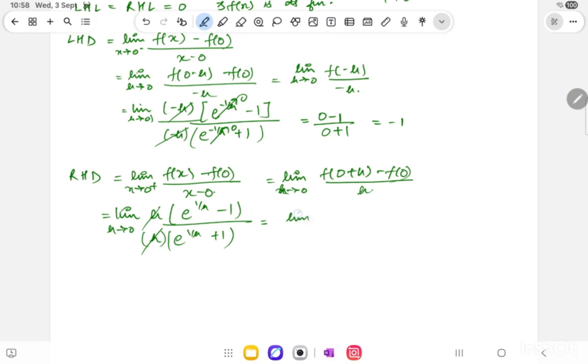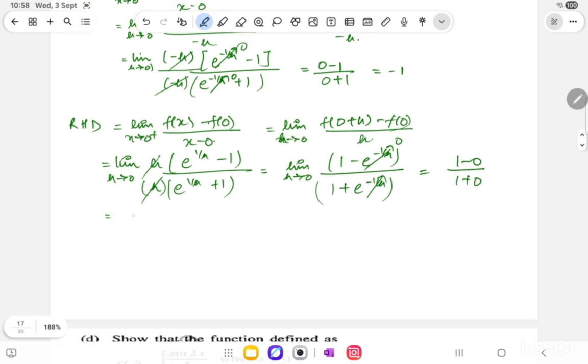So this will be equals to limit h approaches 0, 1 minus e raised minus 1 by h upon 1 plus e raised minus 1 by h. This term approaches 0 and this also approaches 0. So my limit will be 1 minus 0 upon 1 plus 0. So my right hand derivative is basically 1.